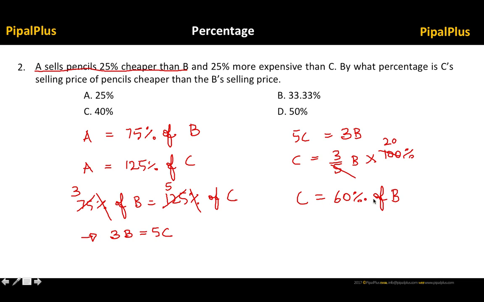Now does this give my answer? Yes, it does, because if C is 60% of B, then C is 40% cheaper than B, right? So this becomes my answer. Okay.